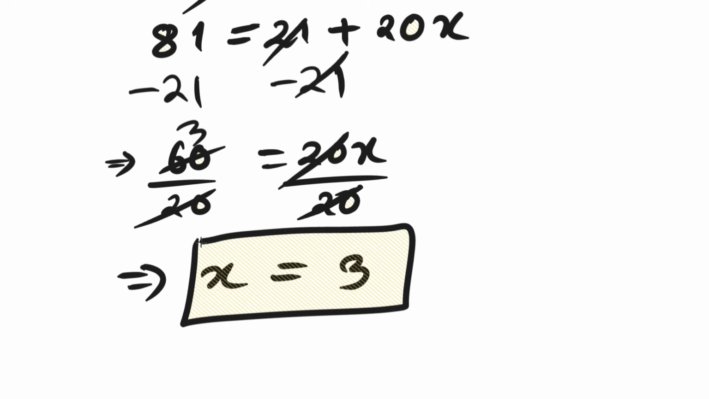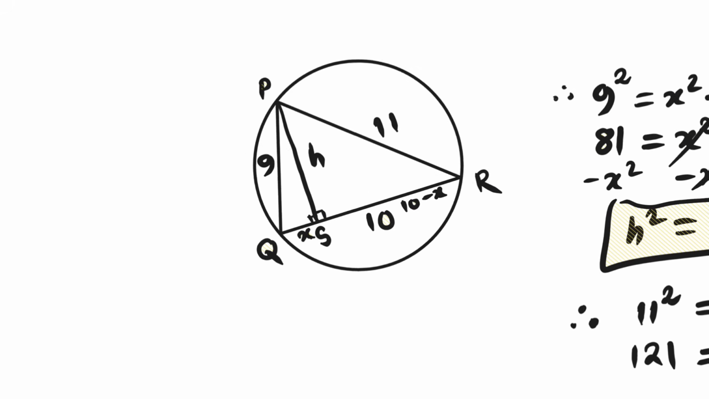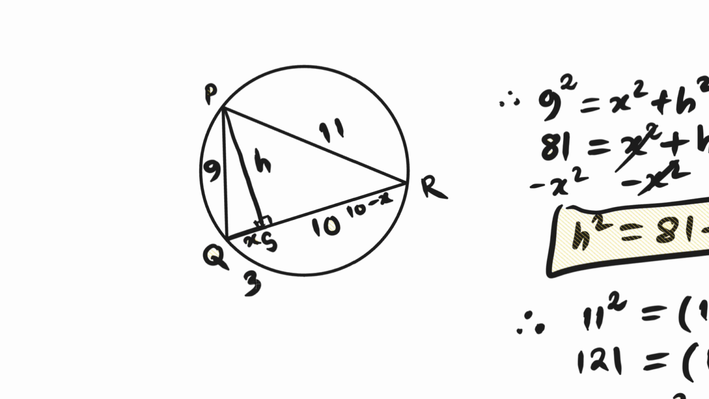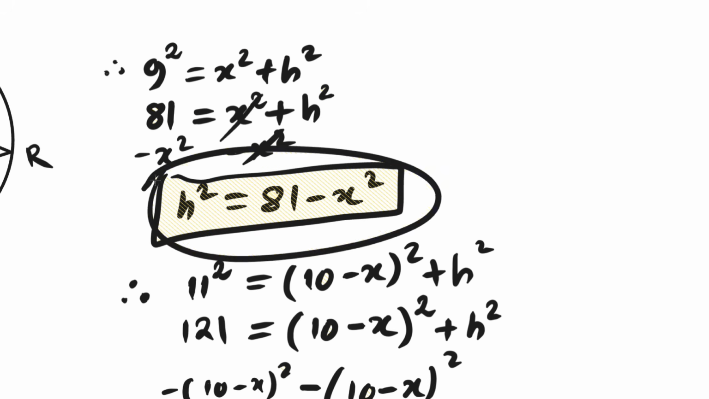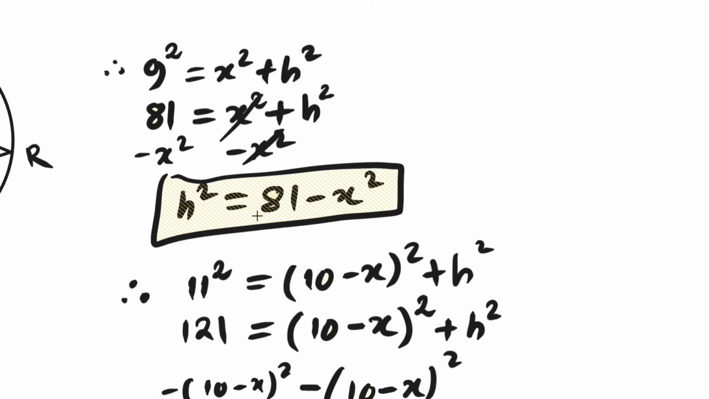So the first unknown segment is now known. QS is 3 units. Since the entire side QR is 10 units, the remaining segment SR is 10 minus 3, which equals 7 units. Now we can find our altitude h. We already have the first equation, which was h squared equals 81 minus x squared.